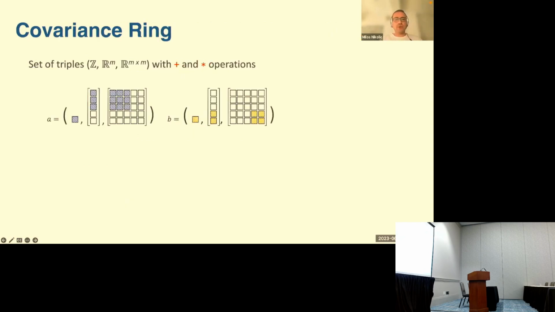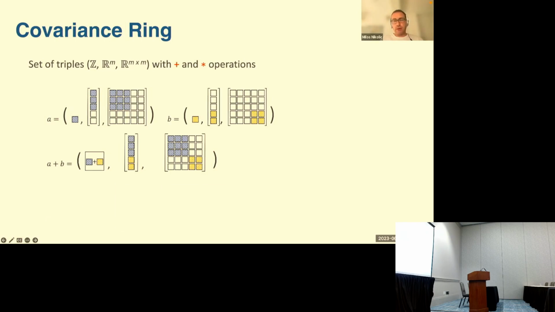Okay, but what can we do with such triples of aggregates? Well, we can define a covariance ring for this set of triples by defining the addition and multiplication operations. That is, by defining what it means to sum up and multiply triples of aggregates. Now assume that A and B are elements from this covariance ring. In case of a plus operation, we sum up the counts, we sum up the vectors representing the simple sums, and we sum up the matrices representing the sums of products of the two attributes.